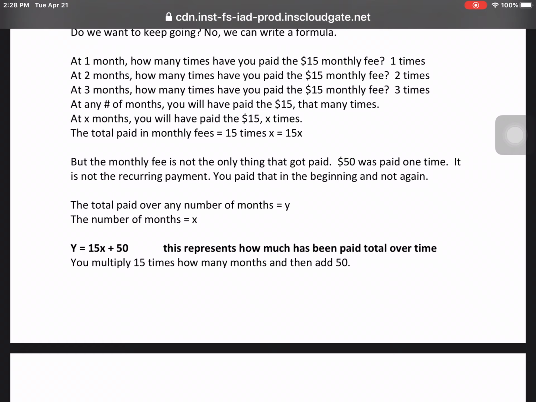But the monthly fee is not all that you've spent. $50 was paid one time. It's not the recurring payment. You paid it once and never again. So Y is the total you've paid over time, and X is months. So a way to calculate how much you've paid over time would be to multiply 15 times how many months and then add 50. This could tell you how much you've paid to your gym membership at any amount of months. You would multiply 15 times how many months you've been a member, add 50 because you also paid that $50.